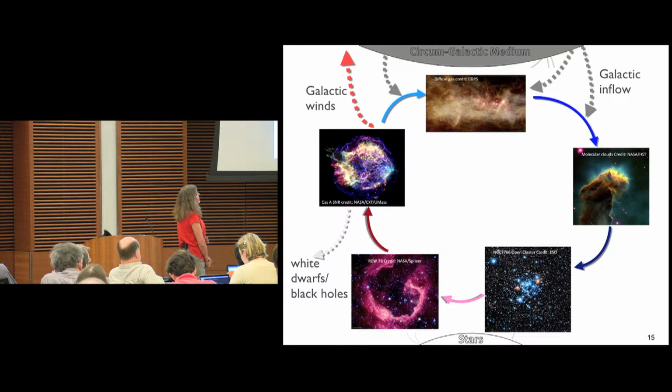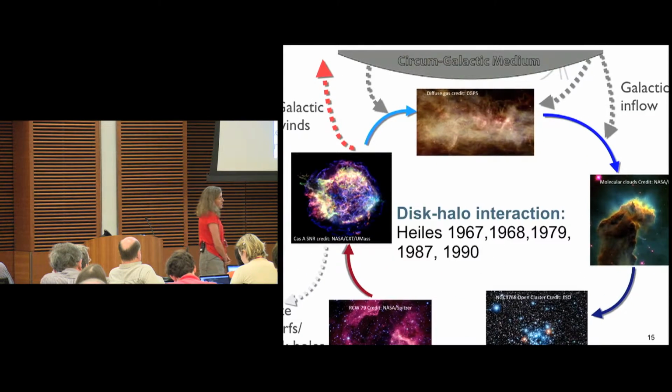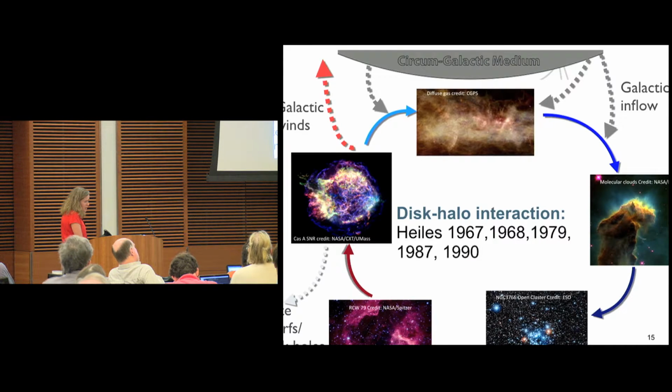So moving along in our cycle, these supershells can get very, very big, as I said, and exceed the scale height of the disk and blow out into a nice big chimney. Carl led the way with a ton of papers on disk-halo interaction.